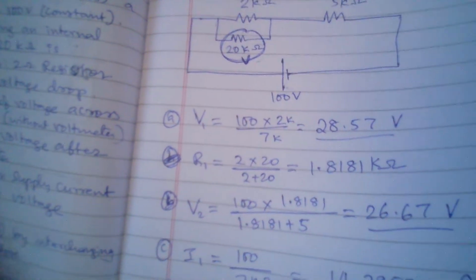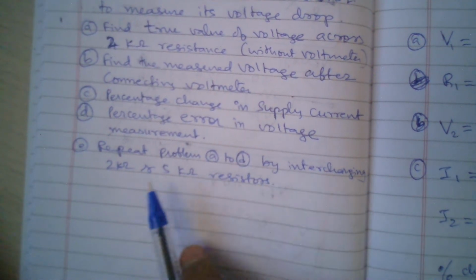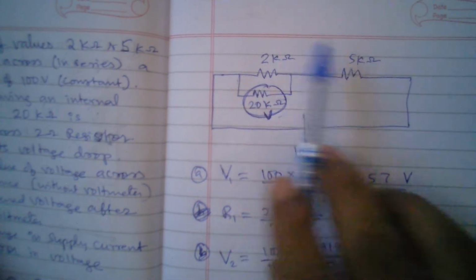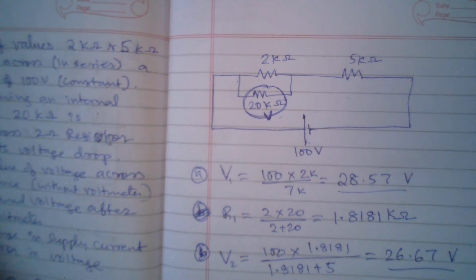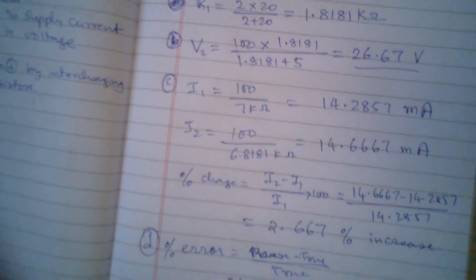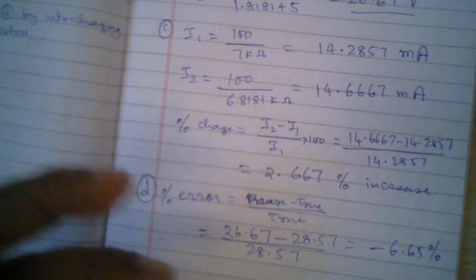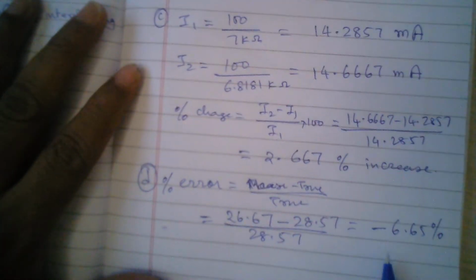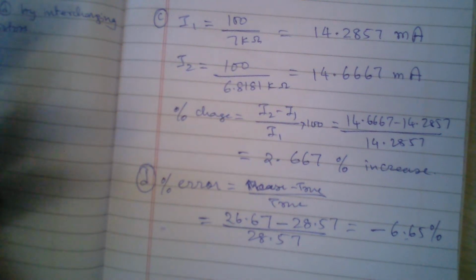Now there is one more question here: repeat the problem A to D by interchanging the 2 kilo ohm and 5 kilo ohm resistances. So basically what we have to do is put the 5 kilo ohm here and 2 kilo ohm here and then repeat the exercise. Now what do you think? Will the accuracy improve or get worse? You can pause the video and make a guess. Here the error is minus 6%. Will the error be more than 6, in magnitude, close to 10%?